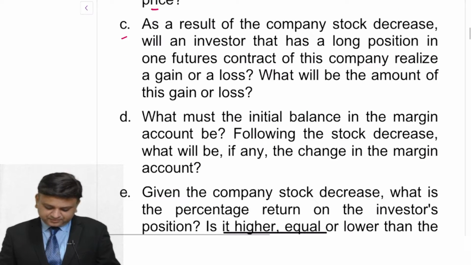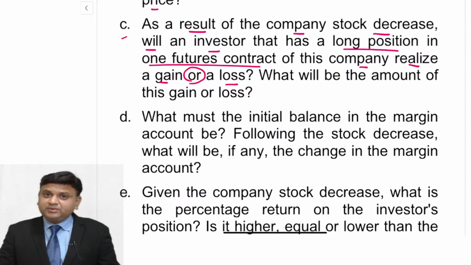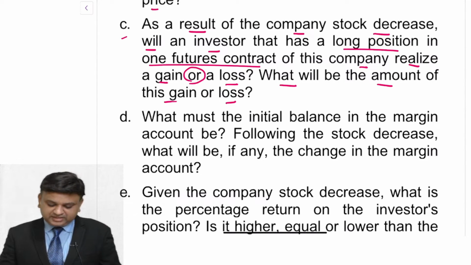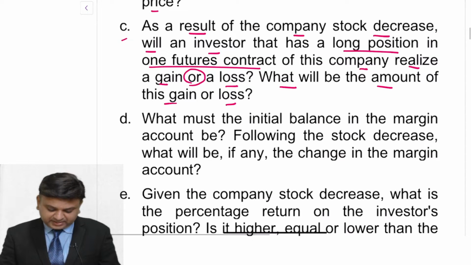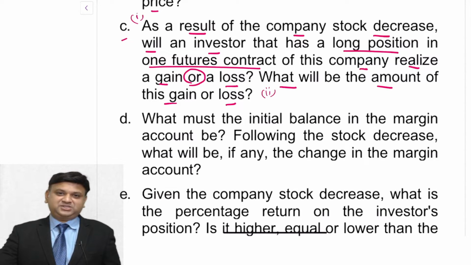C question. As a result of company stock decreases, will an investor that has long position in one futures contract of this company realize gain or loss? The question says further, what will be the amount of gain or loss? That is the question. So we understand that the C question is divided into two parts, C1 and C2. I want you to write answer for both of them in the chat box.